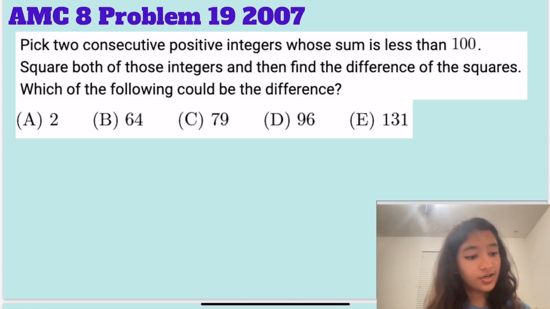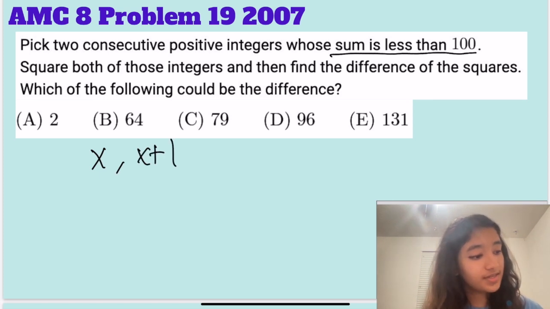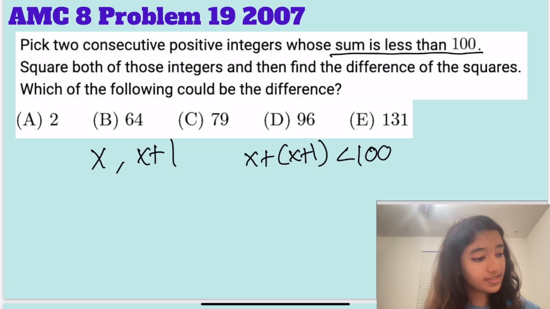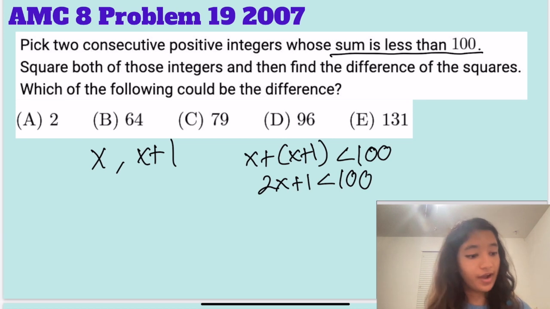Let's say that our two consecutive positive integers are x and x plus 1. So we're given that their sum is less than 100. So that means that x plus x plus 1 is less than 100. So we can simplify that to 2x plus 1 is less than 100. And we'll leave it there for now.